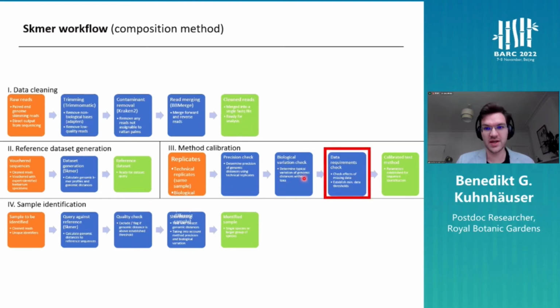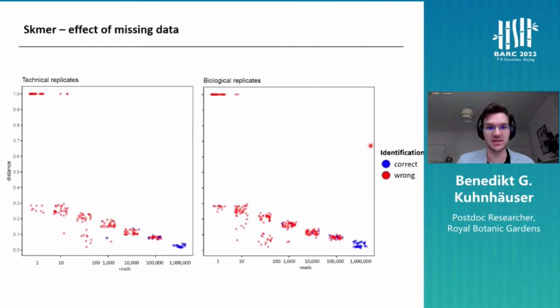And one thing I would like to highlight here is data requirements. So I've looked into missing data. What happens if you have missing data? And here we can see in blue at the right-hand side, I've always started with 1 million reads for replicates that had the correct identification. And then I check what happens if you remove reads. So what happens if you go from 1 million reads to 100,000 reads, or to 10,000, or even lower.